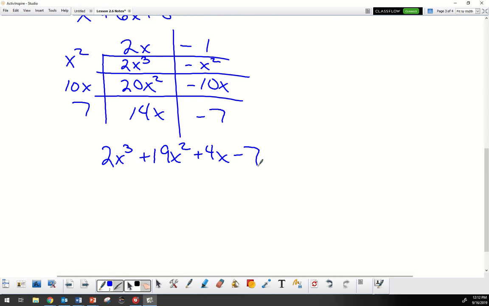Okay, so you guys are doing that last one right now, right? How did you get positive 4x? How did I get positive 4x? Okay, look right here. We have positive 14, and we have a negative 10. So when I combine those together, I get positive 4.